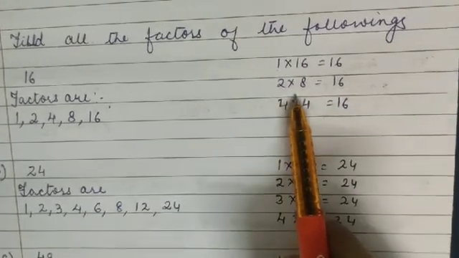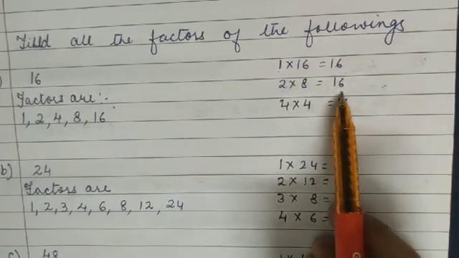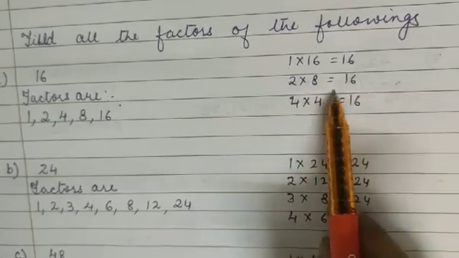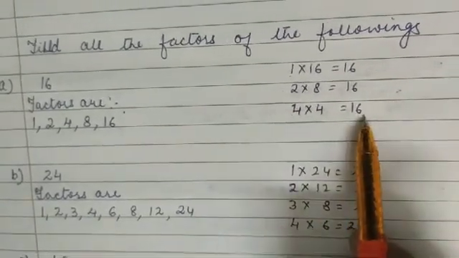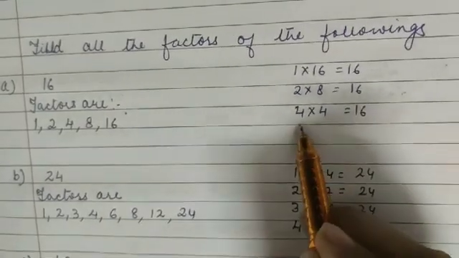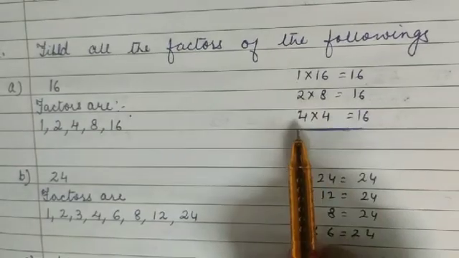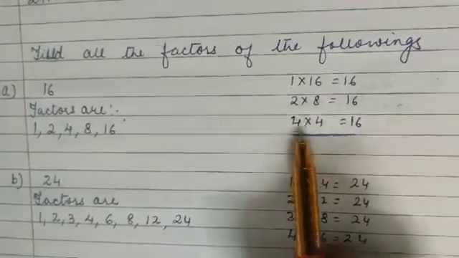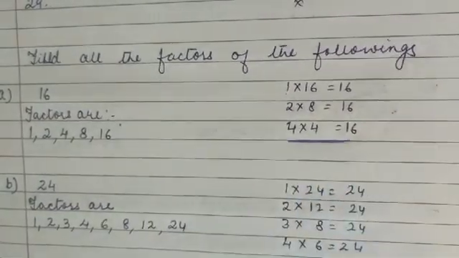3 5s are 15, 3 6s are 18. In the table of 3, we are not getting 16. Okay, so we will not write 3. Now after that, table of 4. 4 4s are 16. Now here we have got our factors. How? Because we have got the same number. Whenever we have the same number, 4 4s are 16, we will just stop finding the factors.